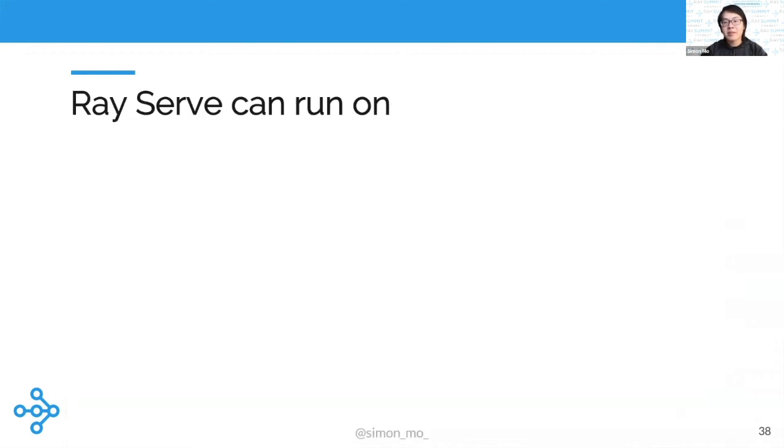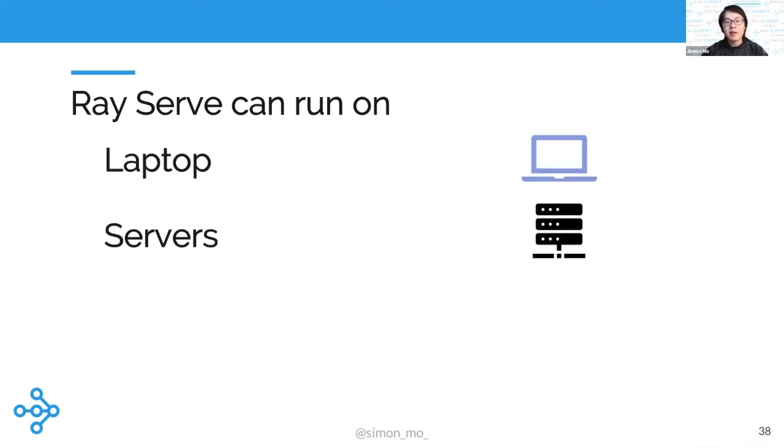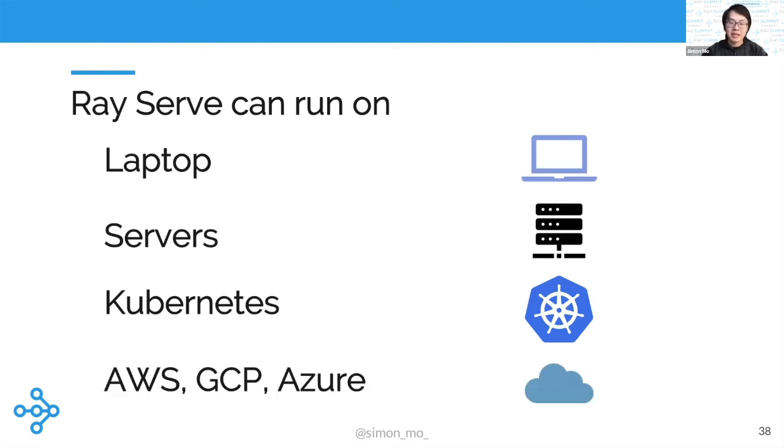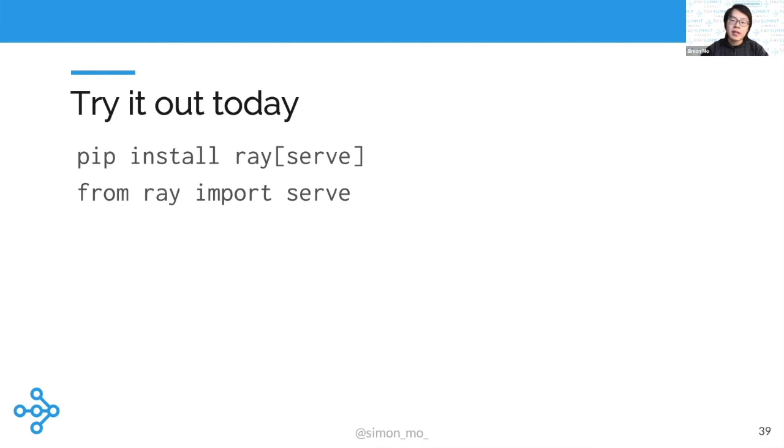Ray Serve is just a Python package. You can run it anywhere. We can run it on your laptop for quick demo and development. You can deploy it to a server. We'll have built-in templates for you to run Ray Serve on Kubernetes, as well as all major public clouds. You can try it out today by just pip install ray[serve].